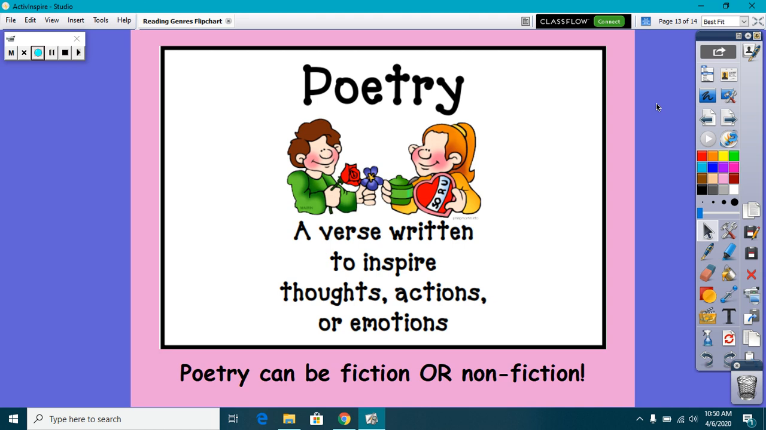The last genre we're going to learn about today is poetry. And poetry can be fiction or nonfiction, just depending on what the author wants to write about. Poetry, or a poem, is a verse written to inspire thoughts, actions, or emotions. Usually there are rhyming words, especially in a kid's poem, but not all poems have rhymes in them. In the picture, it's showing you a famous poem that says, "Roses are red, violets are blue, the honey is sweet, and so are you." So that's an example of a poem. I'm sure you've heard several poems before.